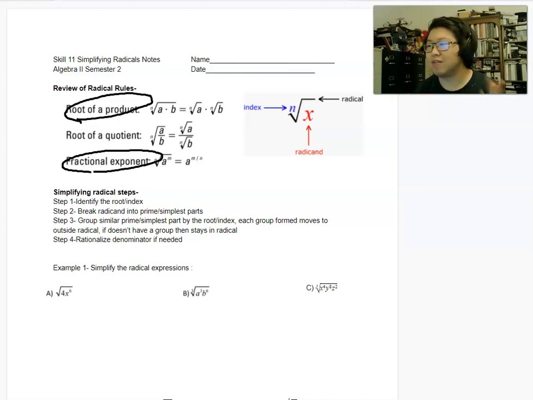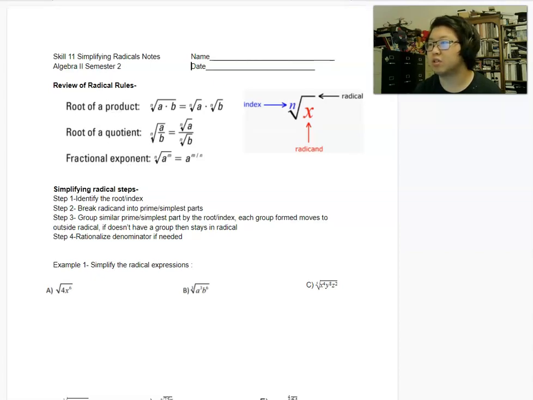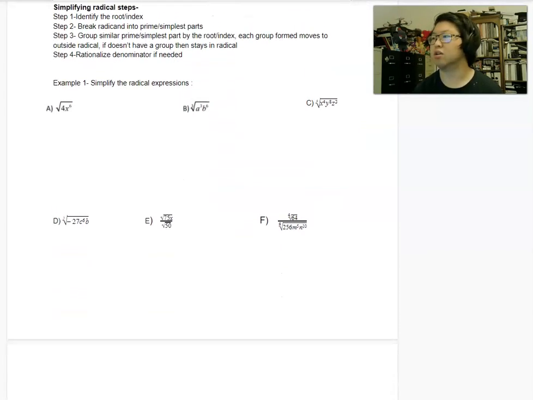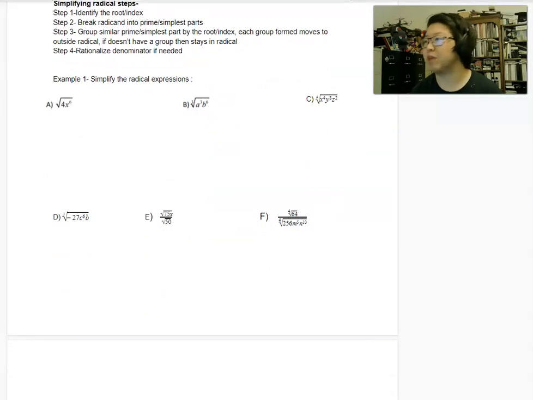And finally, if there was a denominator, you would rationalize it, but we're not going to deal with that today. So we're just going to ignore step 4 here. So let's move on to the examples. All right, let me clear my circles here. So I've got 6 examples here, well, 4 examples I'm going to do here, and then I'm going to go to Delta Math and do a couple on there. But let's go ahead and start.